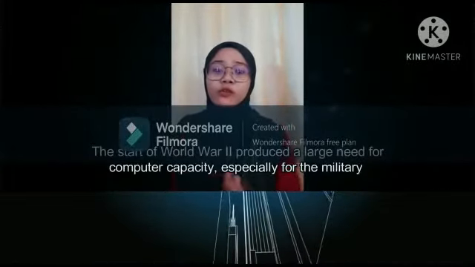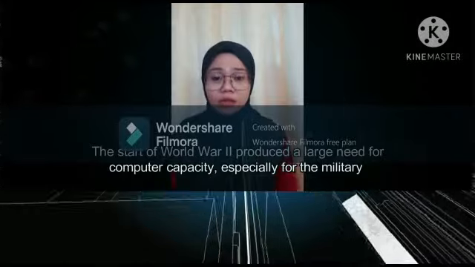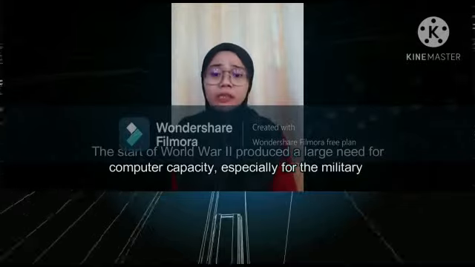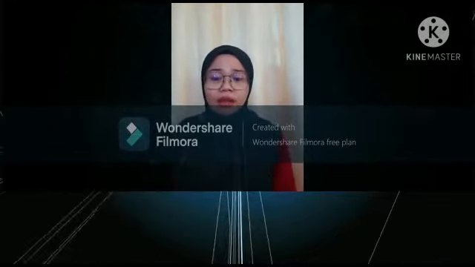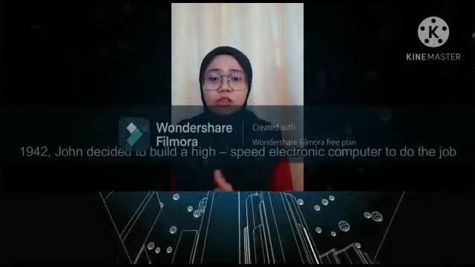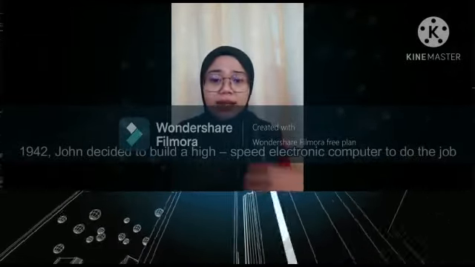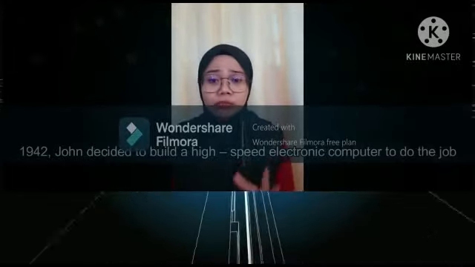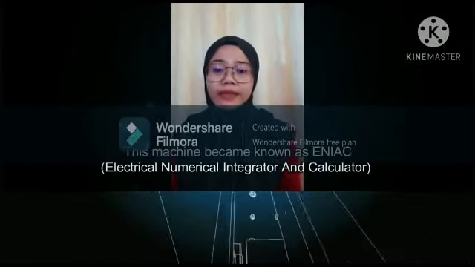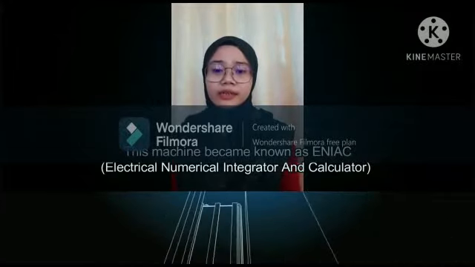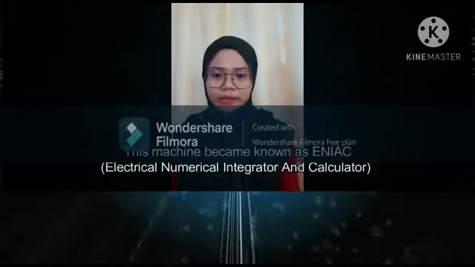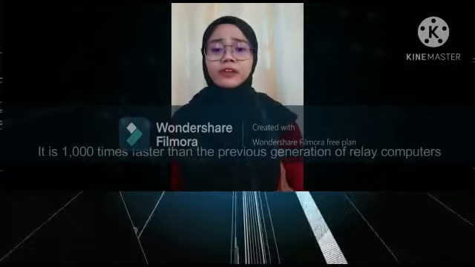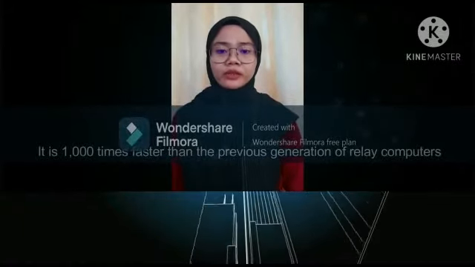The start of World War II produced a large need for computer capacity, especially for the military. In 1942, John decided to build a high-speed electronic computer to do the job. This machine became known as ENIAC, which is Electronic Numerical Integrator and Calculator. It is 1,000 times faster than the previous generation of relay computers.